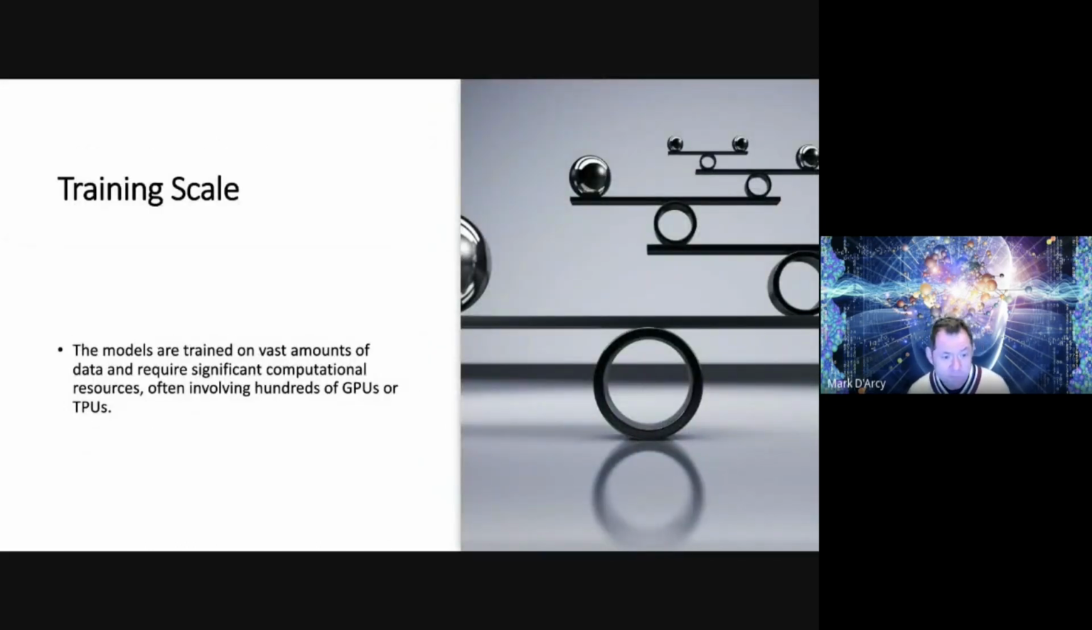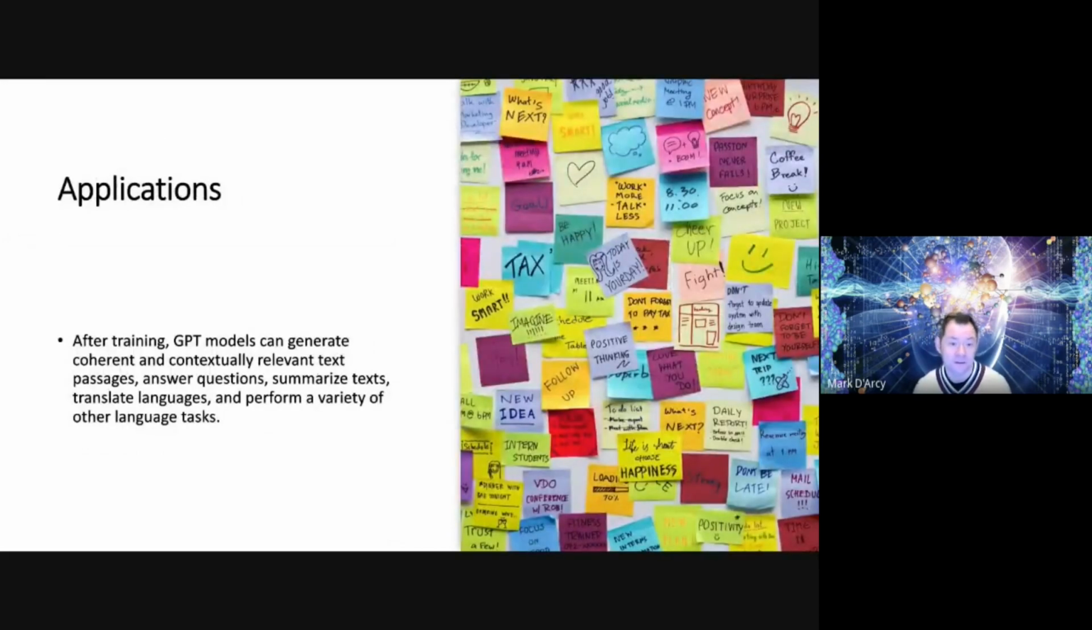Training scale. The models are trained on vast amounts of data and require significant computational resources, often involving hundreds of GPUs or TPUs. Now, this is why you need a lot of server space, some quite high-powered networks to run something like GPT, at least at the moment. Applications. After training, GPT models can generate coherent and contextually relevant text, passages, answer questions, summarize text, translate languages, and perform a variety of other language tasks, just using this transformer network based on tokenization and big data.